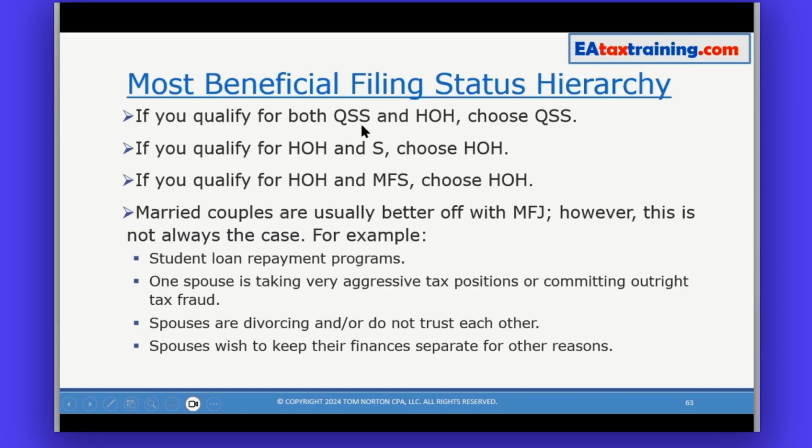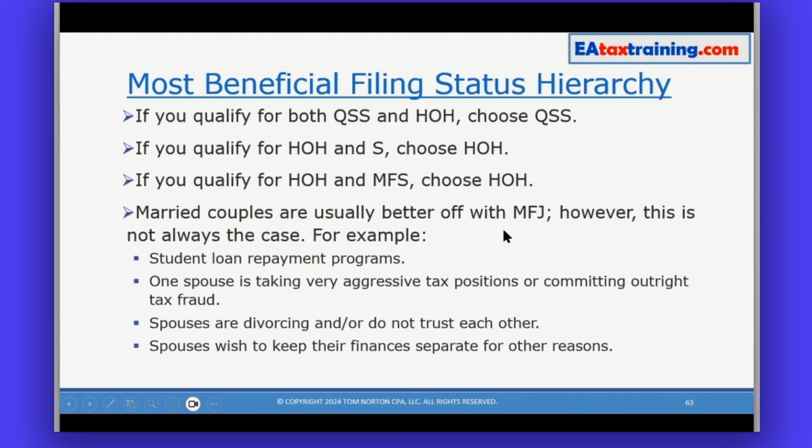So, for example, if they qualify for both qualifying surviving spouse and head of household, you would choose qualifying surviving spouse. If they qualify for both head of household and single, you would choose head of household. If they qualify for both head of household and married filing separately, you would choose head of household. Married couples are usually better off married filing jointly.